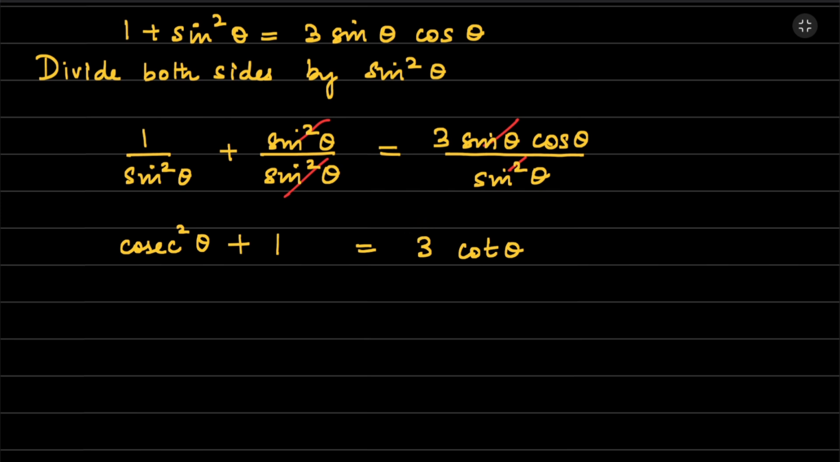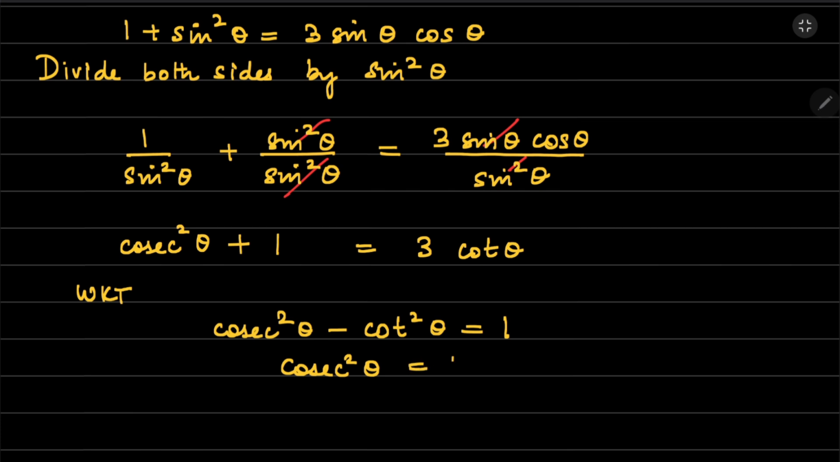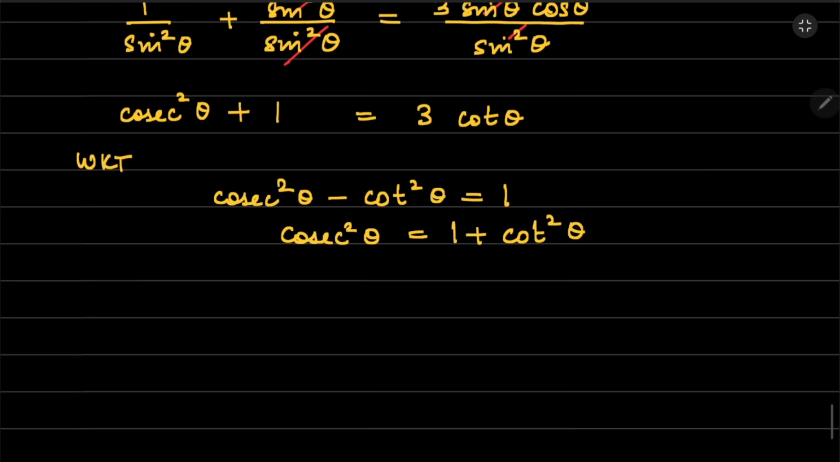What is that? We know that cosecant square theta minus cot square theta is equal to 1. Or you can write cosecant square theta is equal to 1 plus cot square theta. So we can replace cosecant square theta with 1 plus cot square theta. So you can write 1 plus cot square theta, again there is a plus 1, is equal to 3 cot theta. Right? Okay, 1 plus 1, 2.